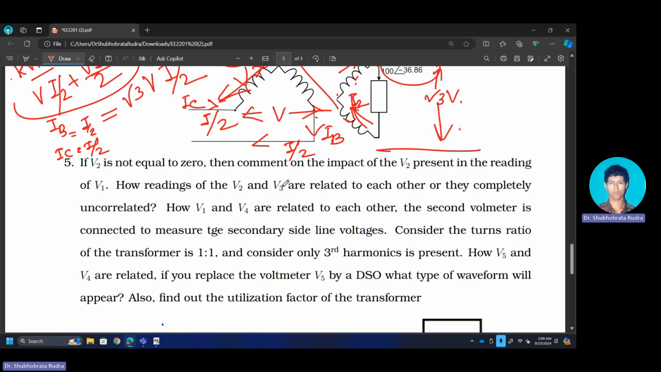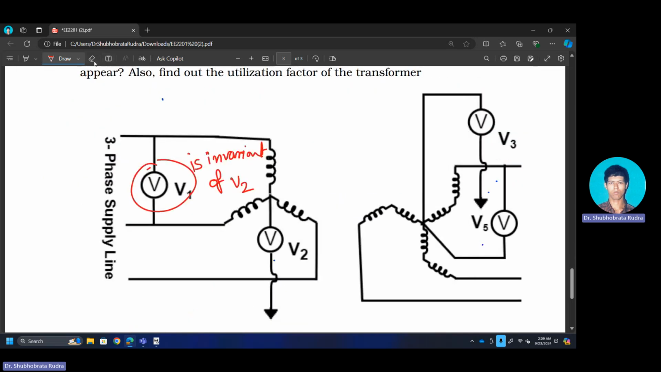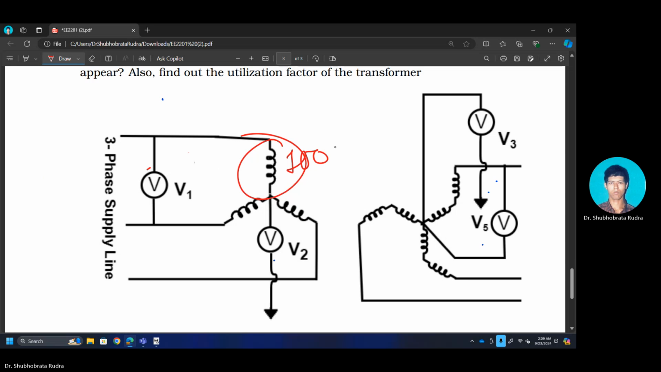Now, how are the readings of V2 and V3 related to each other? See, for V2 you have the full winding, say 100 number of turns. But for this V3, you have 50 turns. So your V3 will be V2 by 2, because only half of the winding is responsible for neutral voltage in the secondary side.